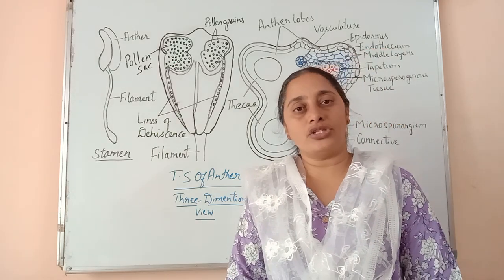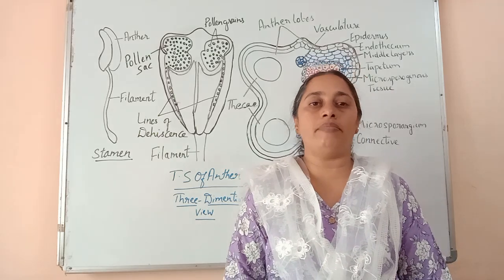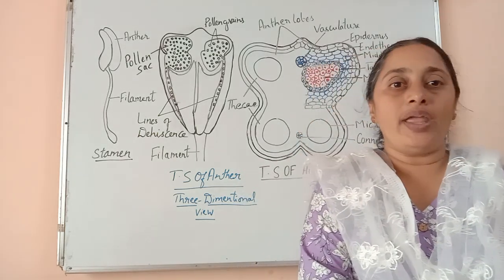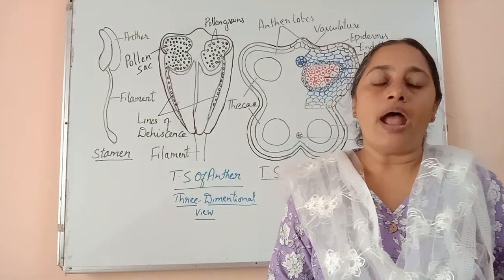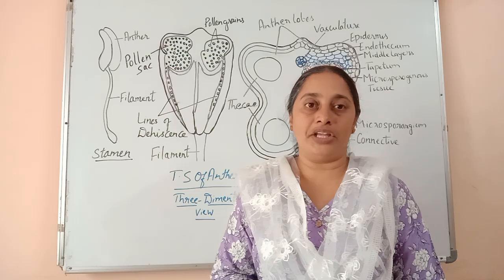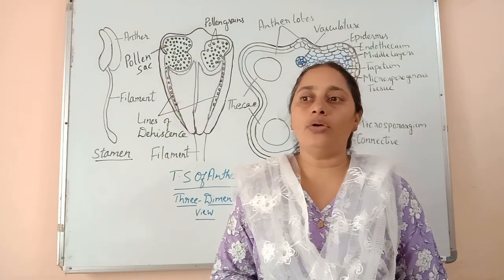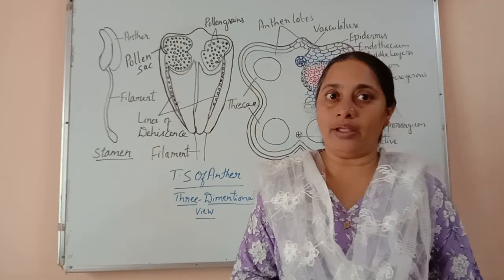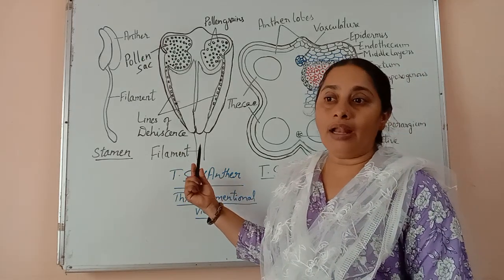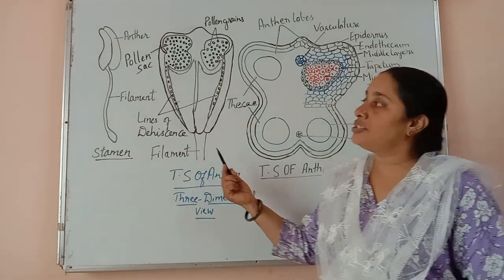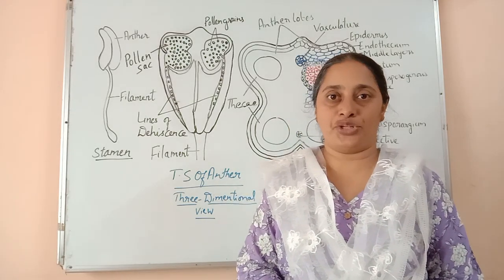Okay. See, dear students, the process of reproduction in plants can be studied under three headings: pre-fertilization, fertilization, and post-fertilization and embryo development. Okay, so what we are going to study today, the detailed structure of male reproductive organ, the stamen, is coming under pre-fertilization.